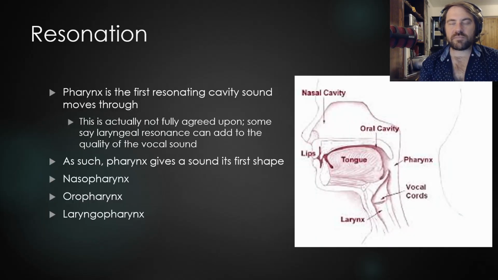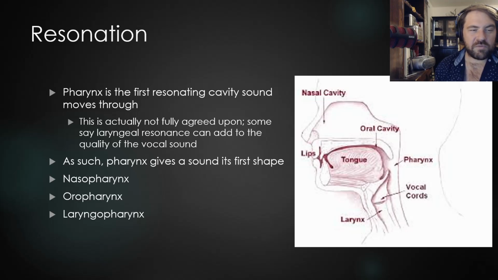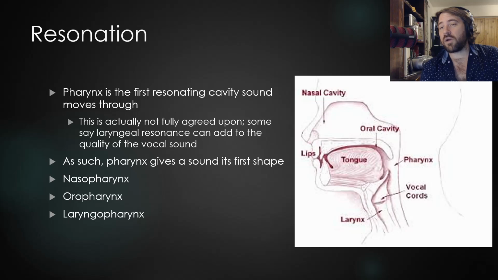Let's keep going. The pharynx is the first resonant cavity that we come to after the larynx. And we can break the pharynx into 3 different parts. Also, I have a note here that some people say the pharynx actually isn't the first resonating body, that the larynx has resonance properties of its own, and that is probably true. We don't know how much of a part they play into speech, if at all. But the pharynx is usually considered the first point of resonance.